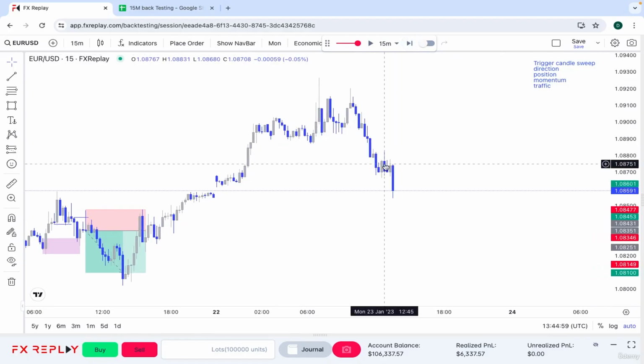I was going to say it's a shame that candle didn't have a better close, because I've taken that because it's bearish leading into it. We've got a sweep.